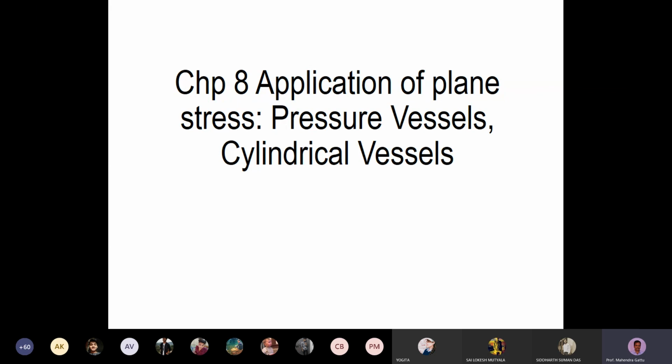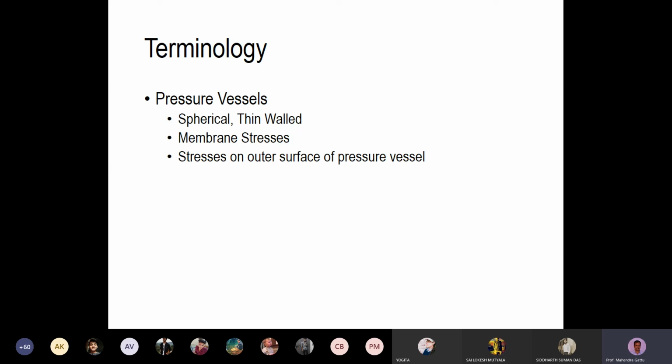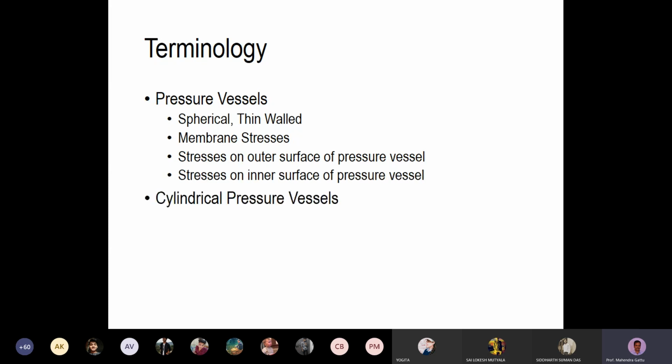So we'll discuss stresses in cylindrical pressure vessels and spherical pressure vessels. We'll treat them as plane stress problems, and the terminology is like this. First, we'll analyze a spherical vessel which is thin walled, that is, the thickness is very small compared to the radius, and then we'll identify the membrane stresses, that is, the in-plane stresses acting on these elements of the components, and stresses on the outer face of the pressure vessel.